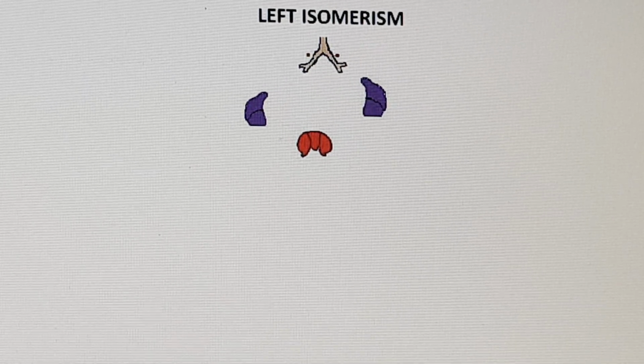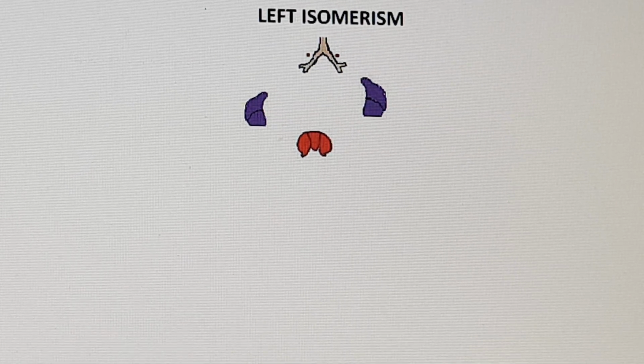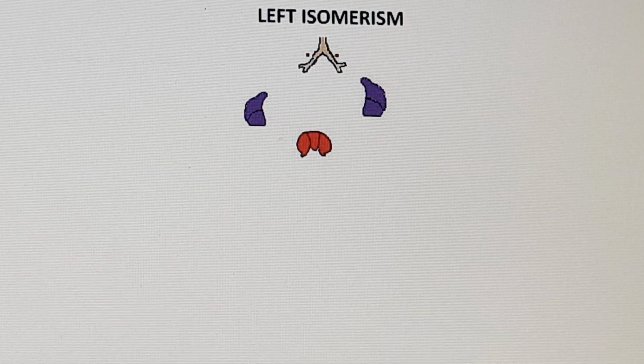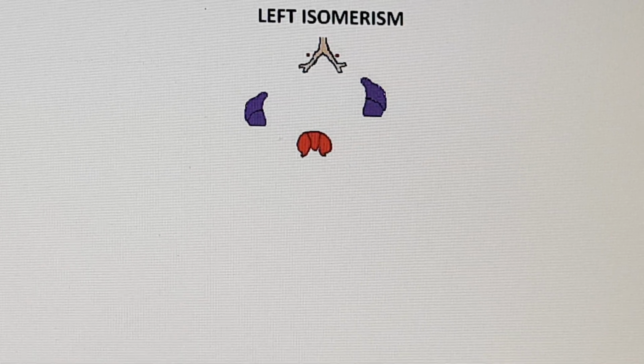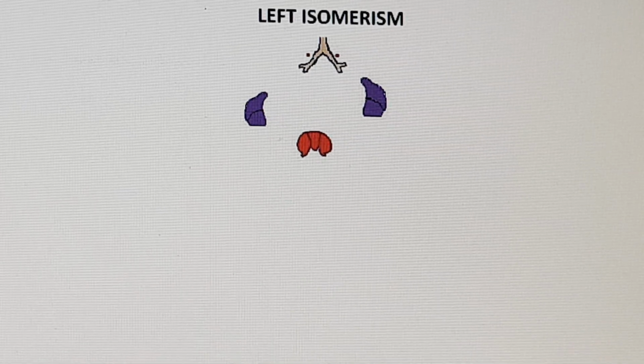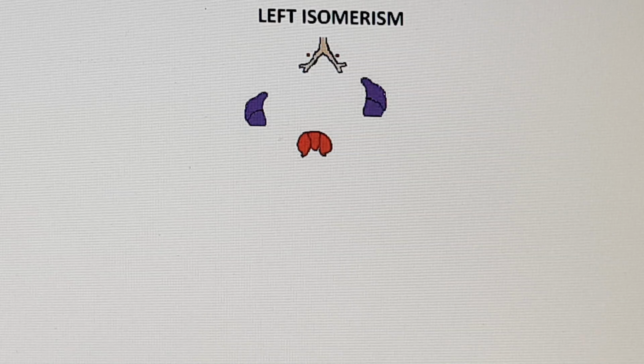Then we come to the cardiac anatomy. So the cardiac anatomy is also varied, and you can see that isomerisms are predisposed to multiple intra- and extracardiac abnormalities.